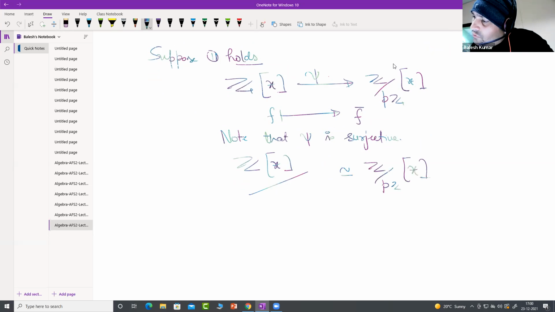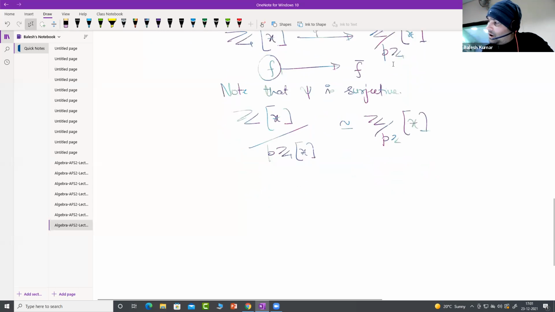If you try to see what the kernel is in this case, the kernel is precisely all those polynomials with integer coefficients which, reduced modulo p, are identically 0. That means each of the coefficients is divisible by p, so it should be a multiple of p, that is, p times Z[x]. Therefore this is the first relation that we have used. Now we can use the second relation, which is x^2 + 1, that thing is equal to 0.